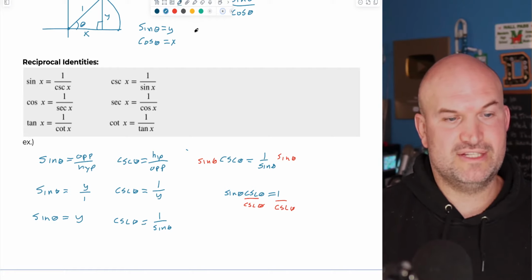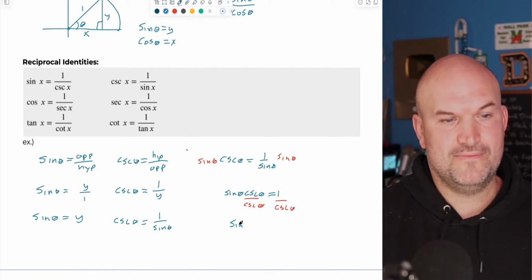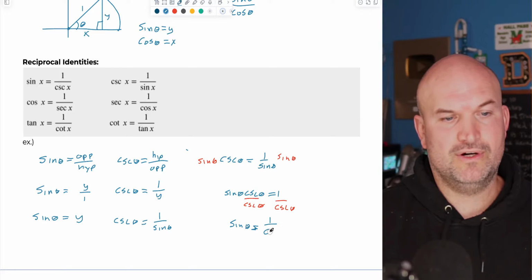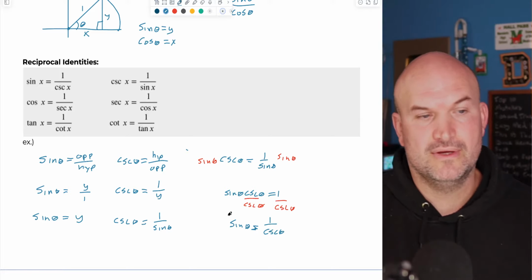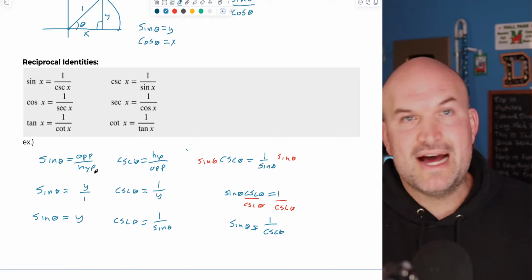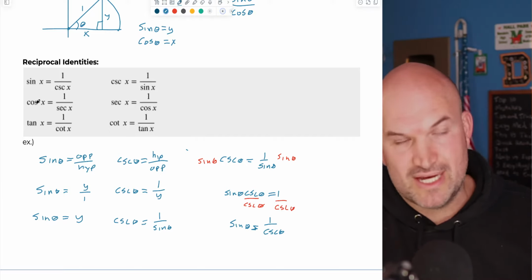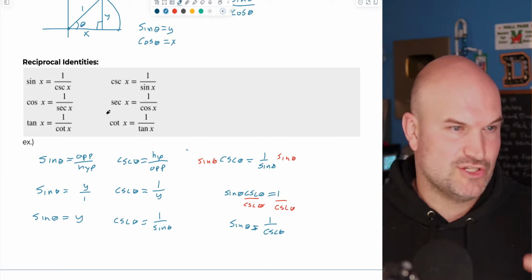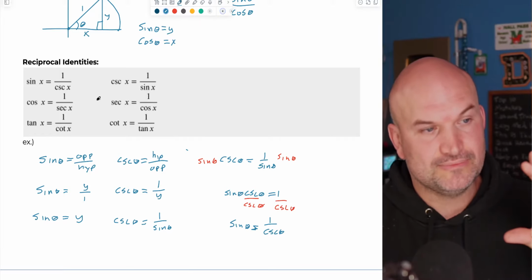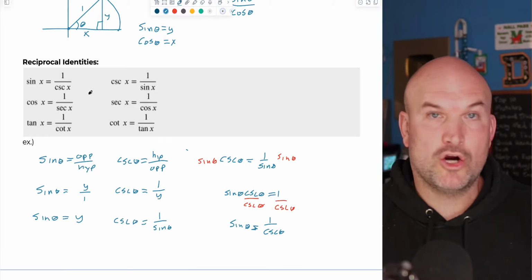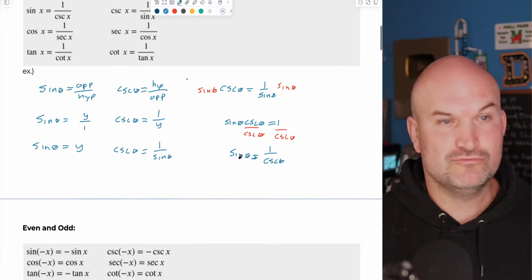And now what you can see is we'd have sine of theta is equal to 1 over cosecant of theta. So I worked with this for sine, but ladies and gentlemen, you can do this for the cosine as well as for the tangent. So you can see how these reciprocal identities are going to work and that they are true.